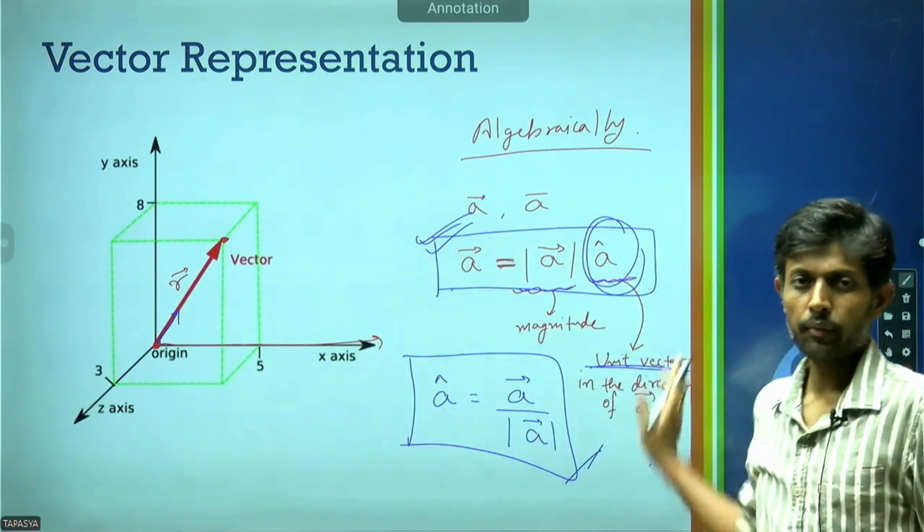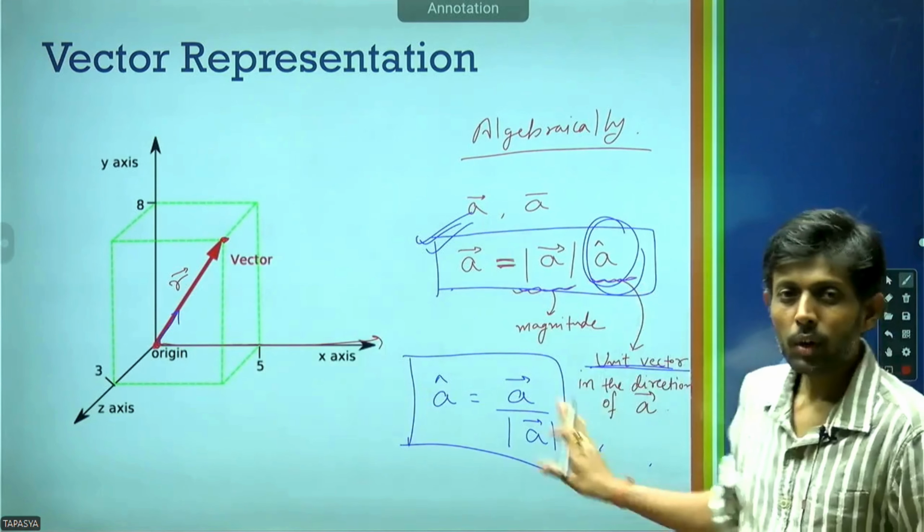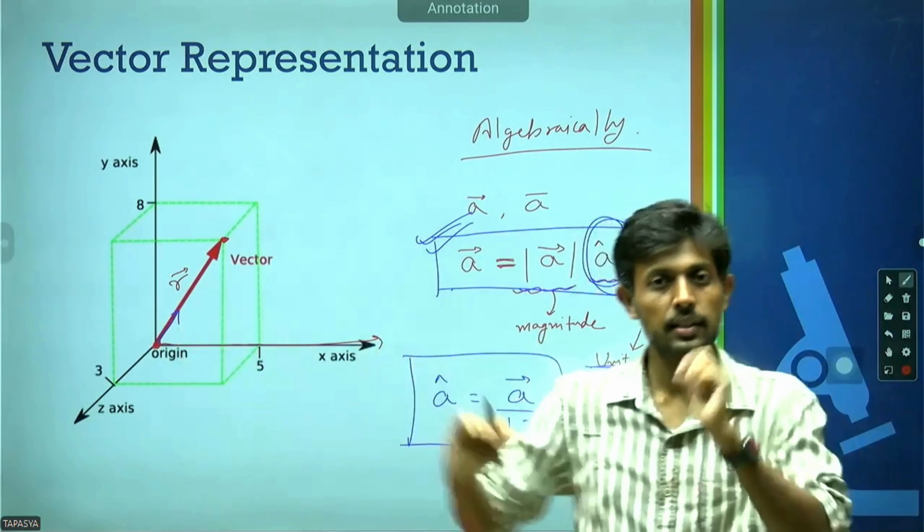Some basics of vector representation. Okay, algebraically we denote like this. Now, what does this mean geometrically? Let's take a look at that also.